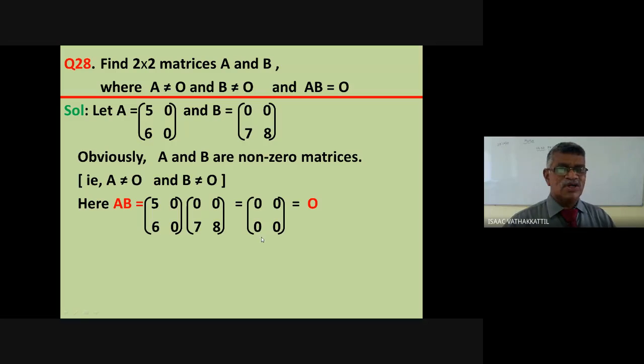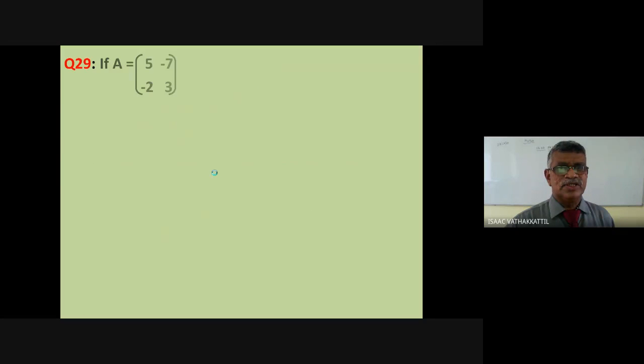You can create your own examples. Here itself, instead of 5 and 6, you can write any non-zero number. Instead of 7 and 8, you can write any non-zero number. This matrix A and B will be non-zero and the product AB is 0. Okay, let us have some more questions here.